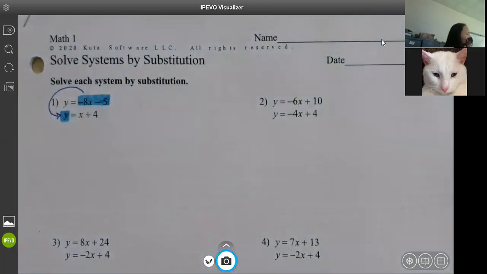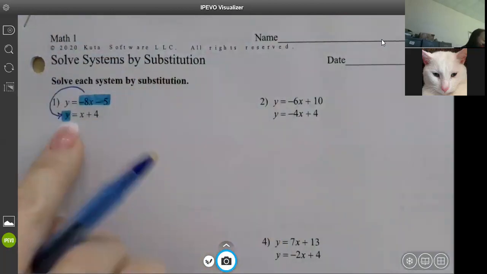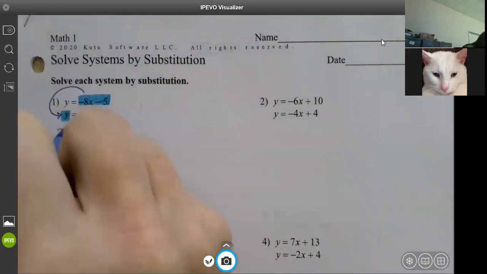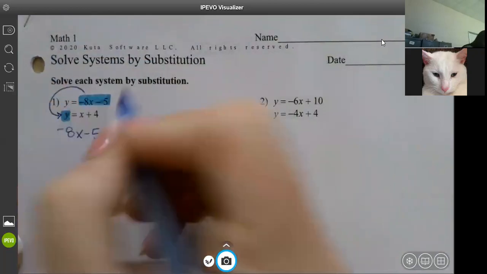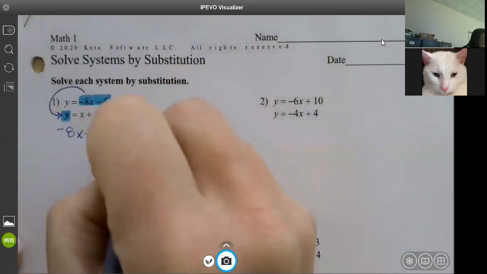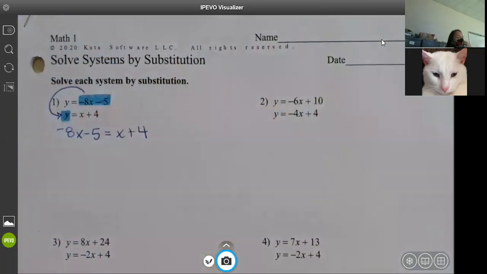Okay, I'll try not to use blue again. That was way too dark. So this is what it's going to be. Instead of y, I'm going to use negative 8x minus 5, and then I'm going to finish out the equation x plus 4. This way, I don't have an x and a y in my equation. I just have a single x. And then you guys from chapter 1, from unit 1, know how to solve this.